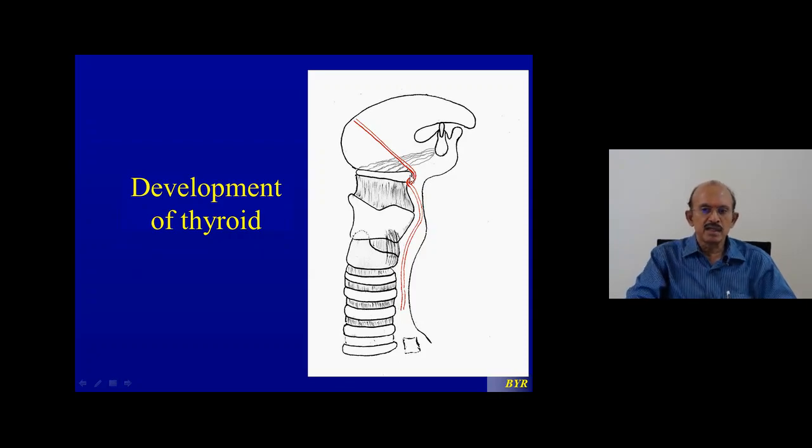Then it passes in front of the thyrohyoid membrane, then in front of the thyroid cartilage, then in front of the cricoid cartilage, then in front of the first, second and third tracheal rings. There it develops into the thyroid gland.